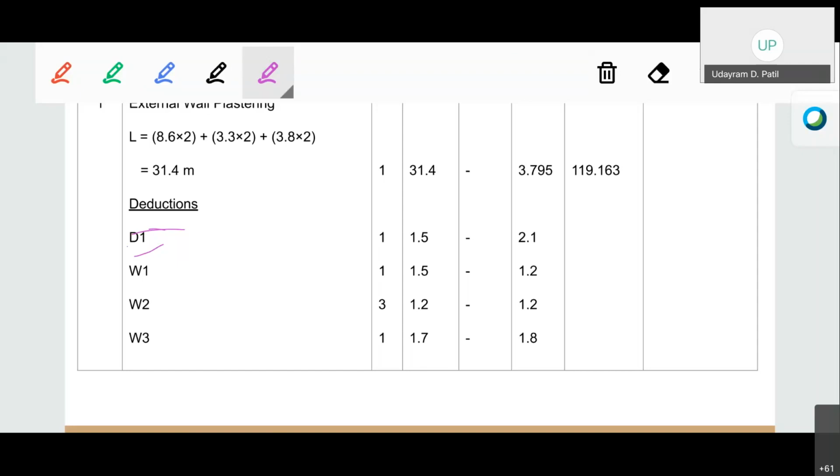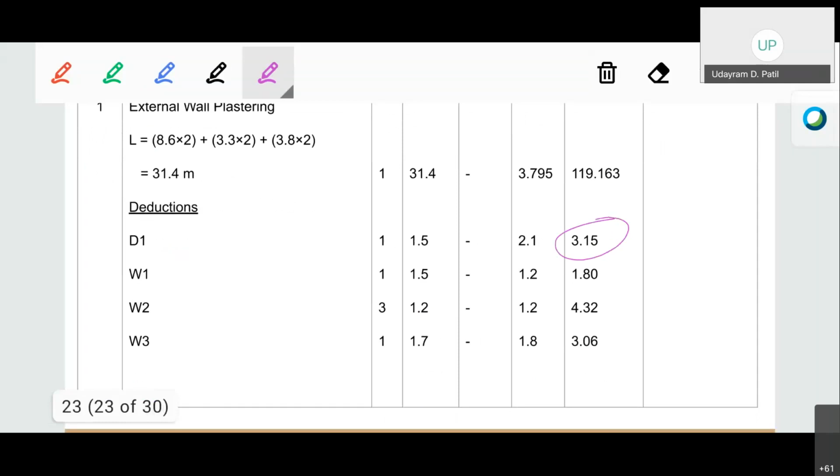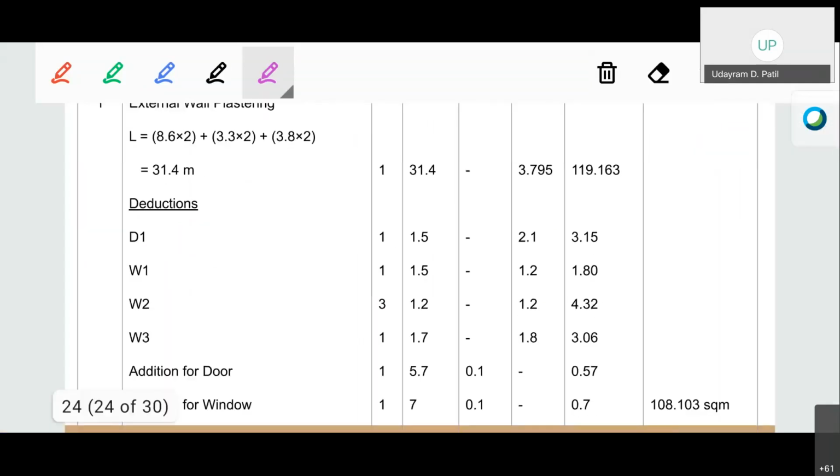So 119.163, this was your gross. Deductions will be 3.5, 3.15, 1.8, 4.32 and 3.06. Okay, now again, as we have deducted for D1 and W3, we deducted from both faces. So again, in case of the external plastering, there will be addition for the door jambs and windows. So again, addition for the door jambs and soffits, as well as addition for the window jambs, sills and the soffits. We have already calculated this previously.